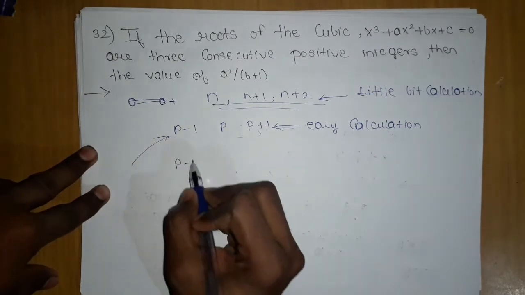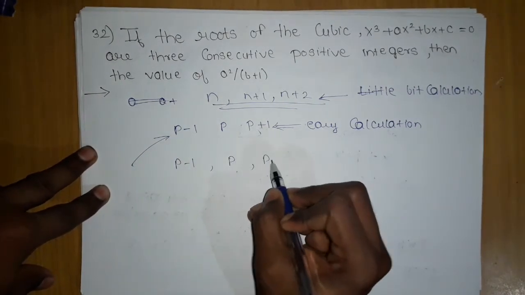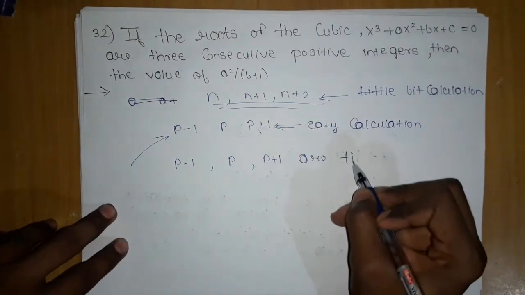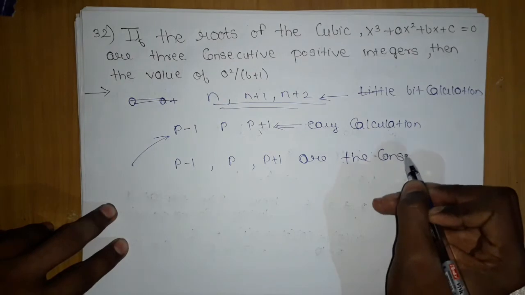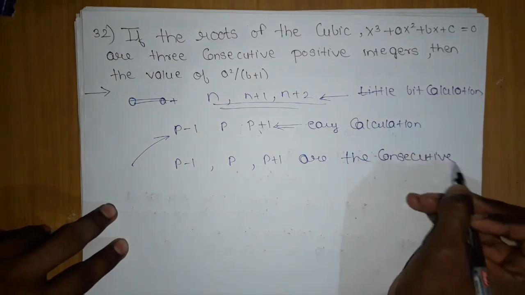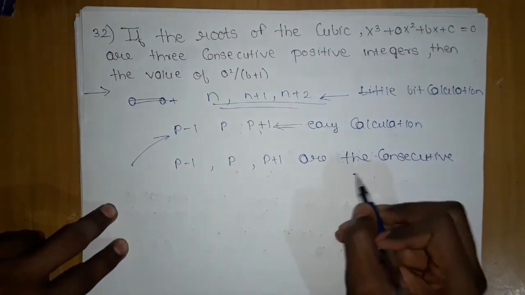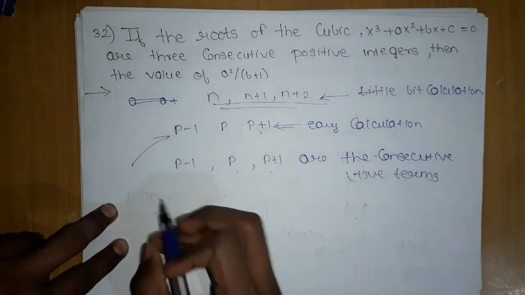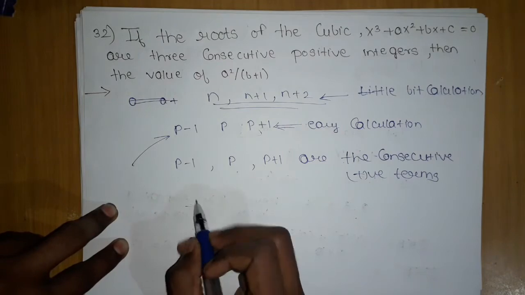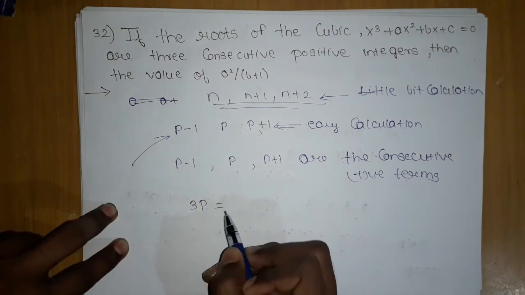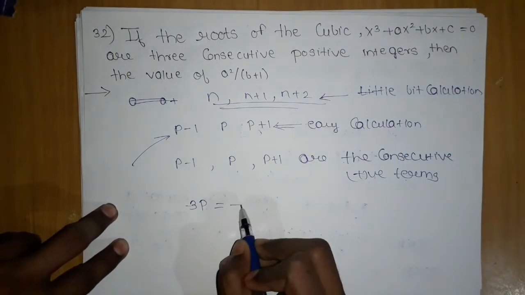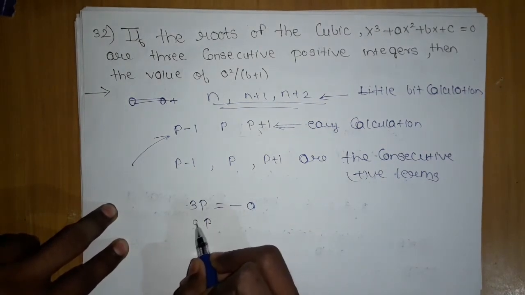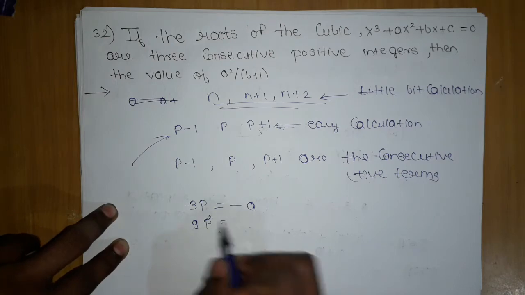If p minus 1, p, p plus 1 are the consecutive positive terms, then the sum of the terms will be what? 3p, as I told you, should be minus a. So we directly got this, and this is what? 9p square. Why did we do the square?